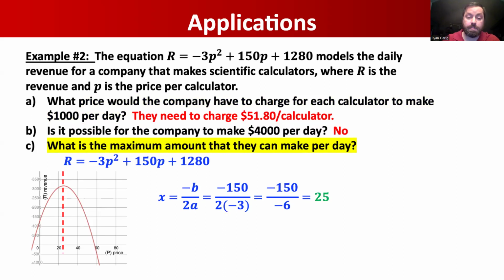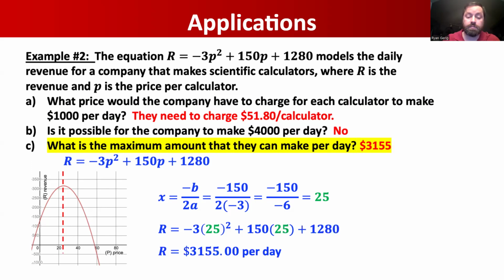So 25. Is that their maximum amount that they can make per day? No, that is the p-value. The p-value is how much they would charge for the calculator to get their maximum profit. To find out how much they're going to make, you're going to put 25 in for p. So negative 3 times 25 squared plus 150 times 25 plus 1280. Put that in your calculator, you should get $3,155 per day. So what is the maximum amount that they can make? Right there. That's what you see.